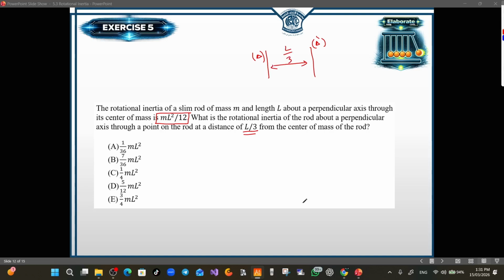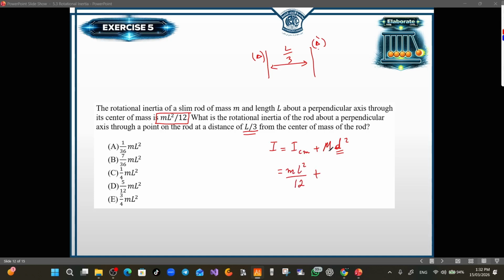How can we find the new moment of inertia? In this case, whenever we have shifted the axis of rotation, then we use the parallel axis theorem to find the new moment of inertia. And the new moment of inertia is given by I center of mass plus m d squared, where d is the distance between the two axes. Now, the moment of inertia through the center of mass is mL squared over 12.